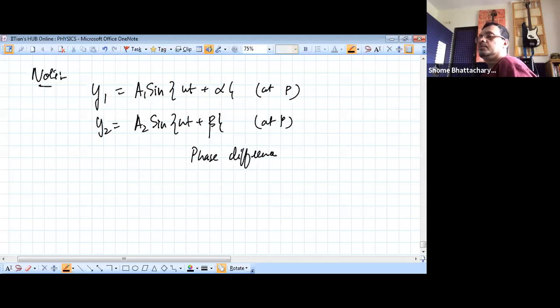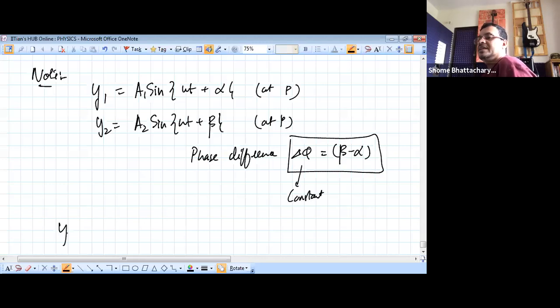Okay. So we say that the phase difference between the two waves, or between the two disturbances, delta phi, is equal to beta minus alpha, whatever that beta minus alpha is, which is supposed to be a constant when we're talking about interference. So the net, which is y1 plus y2, actually becomes some net amplitude into sine of omega t plus some net phase term.